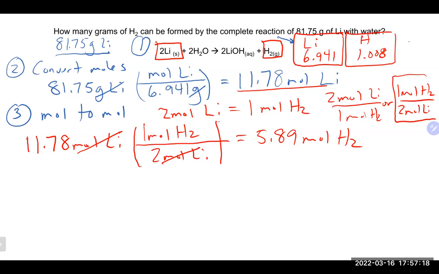Yeah, H2. Over one mole of H2 and 2 moles of lithium. You end up getting 11.78. No, I end up getting 5.89 on this part right here. The step before that's where the 11.78 came from, when we converted the grams of lithium into moles using the molar mass from lithium. Other questions on that?